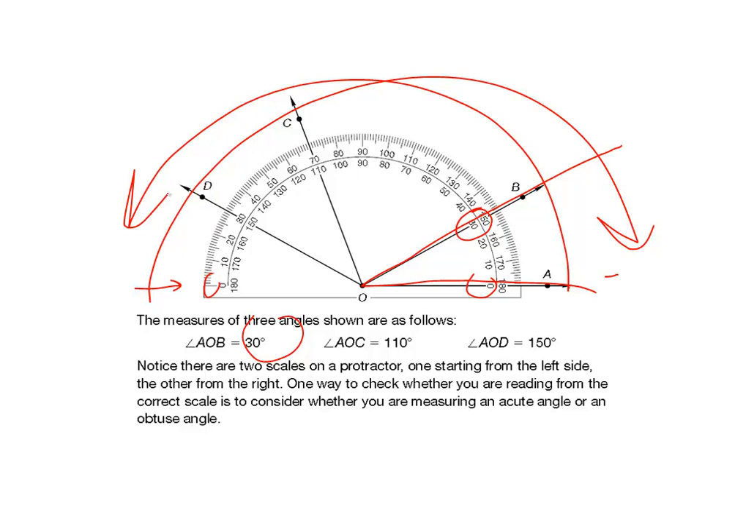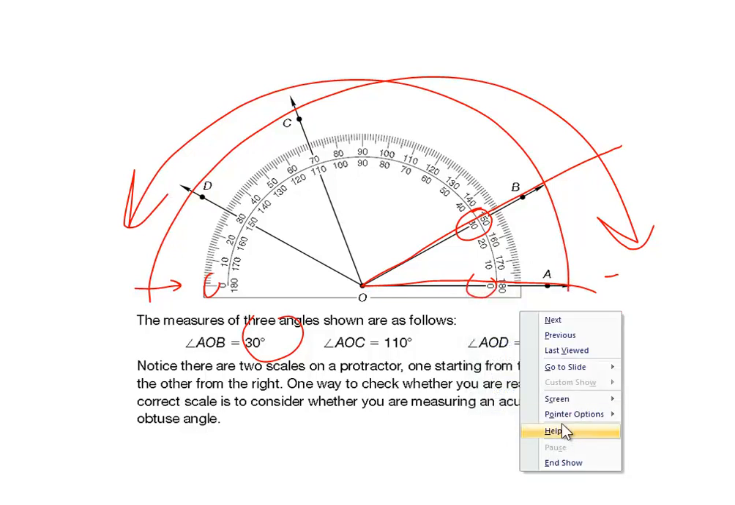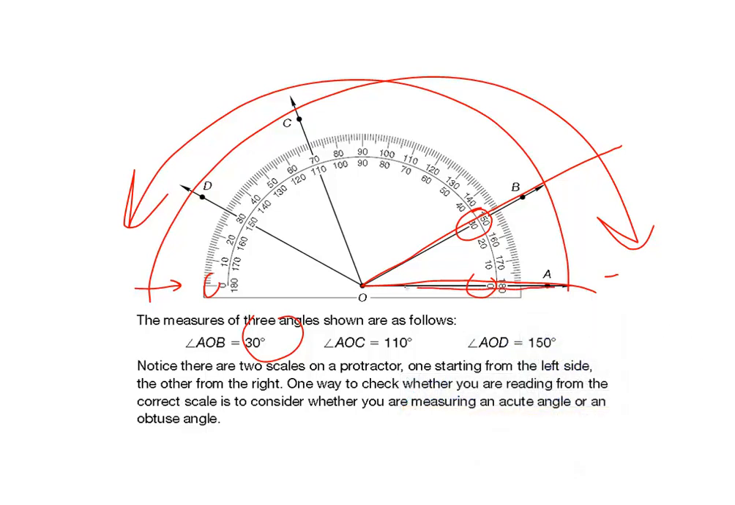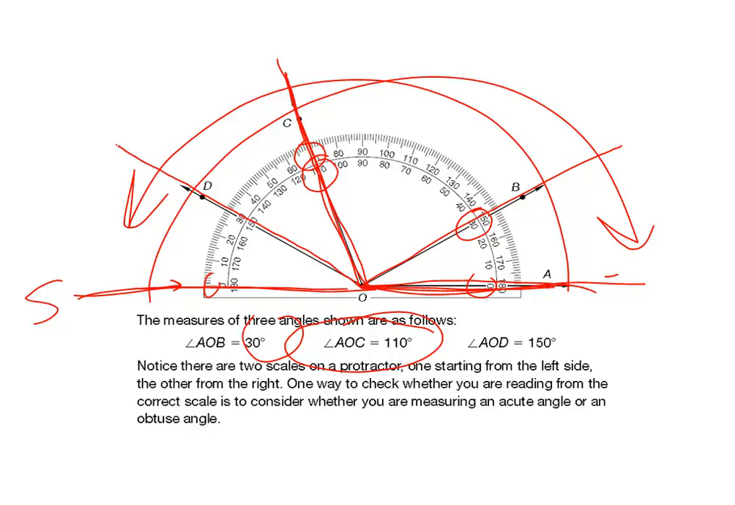If AOC, that is an obtuse angle. So AOC is an obtuse angle, so we're going to use this 110 right there. If we were measuring from this side over here, from some point, say this is SOC, then it'd be acute and it would be 70 degrees. But because we're coming from over here, AOC is 110. Then AOD is 150.